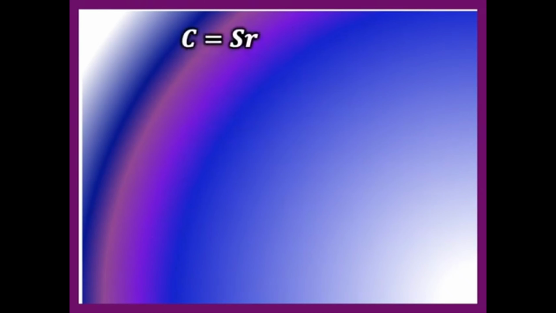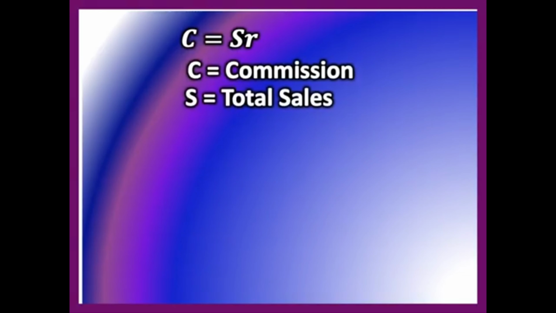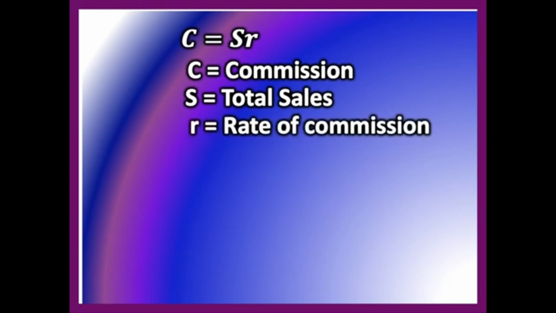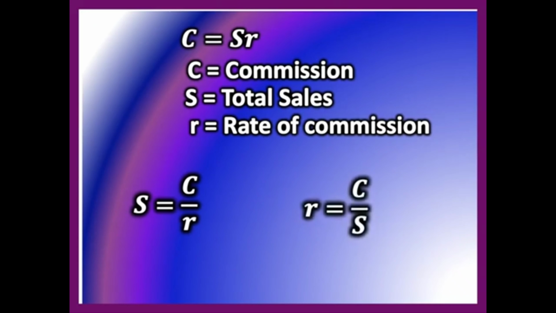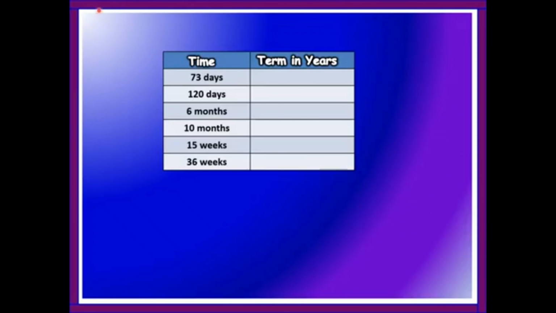Okay, so this is the formula for computing the commission, given the total sales and the rate. Your C is the commission, your S is the total sales, and R is the rate of commission. We can also have another formula when you divide the given formula by R. So you will have S equals C over R. Also, you can have R equals C over S when you divide this formula by S. Okay? So let us have an example.